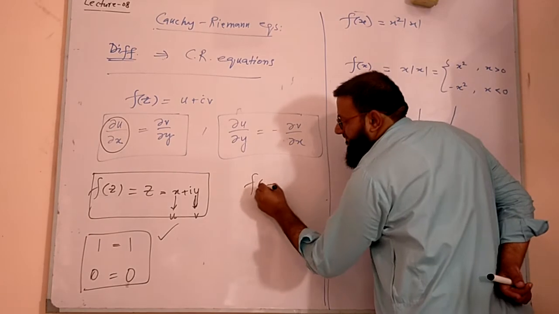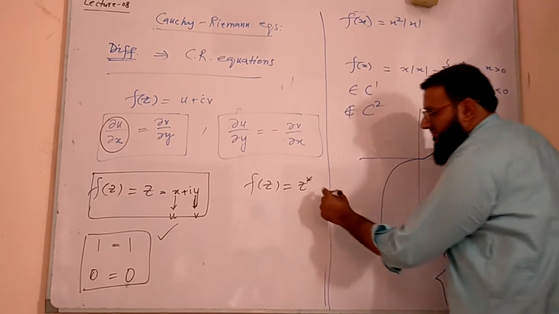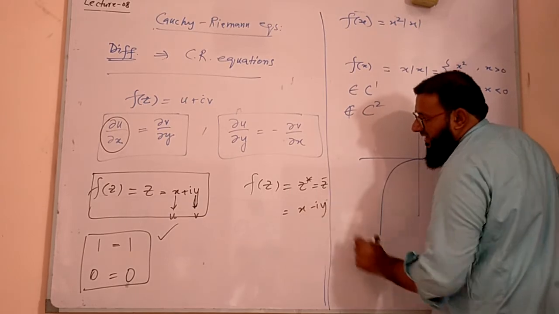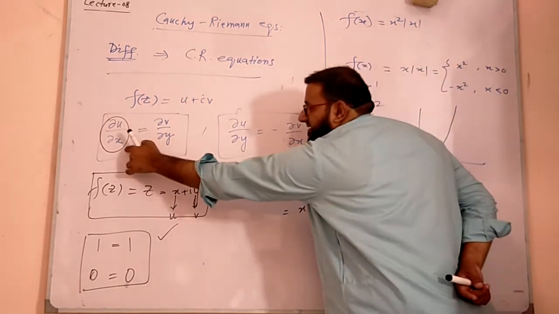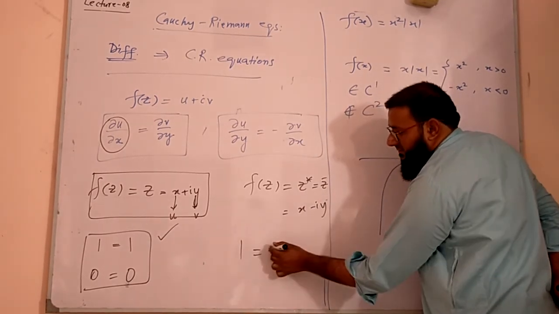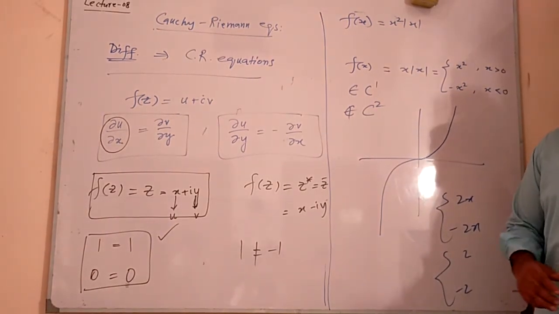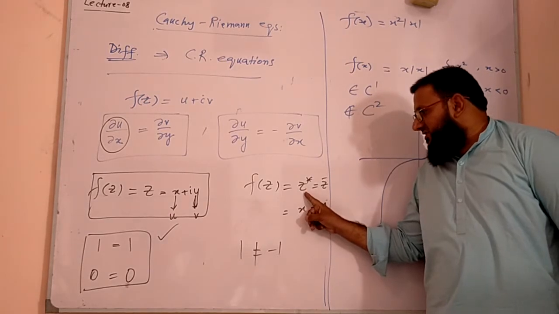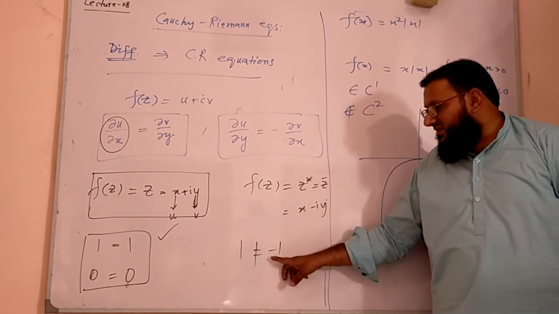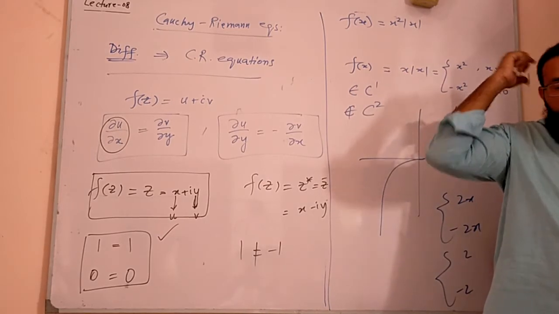What do you mean by this one? See, conjugate. I told you, we can write this in both forms. No problem: x minus iy. What is partial u by partial x? 1. Partial v by partial y? So the function which is simply the complex conjugate of z does not satisfy CR equations, it means it is not differentiable. Can you see what is happening in this way?